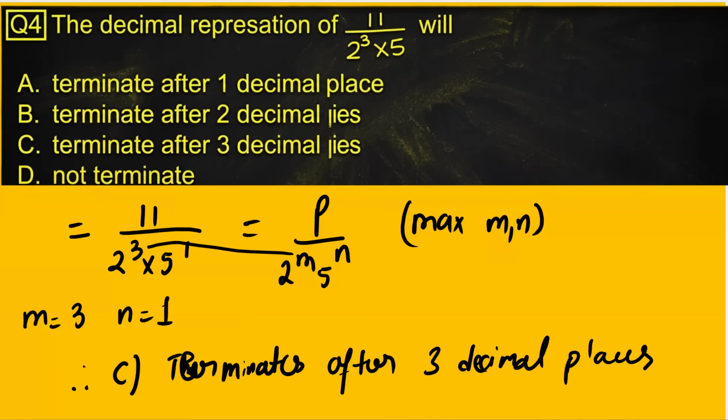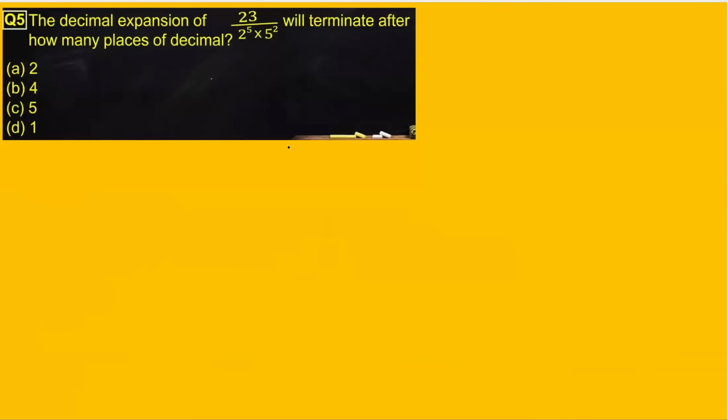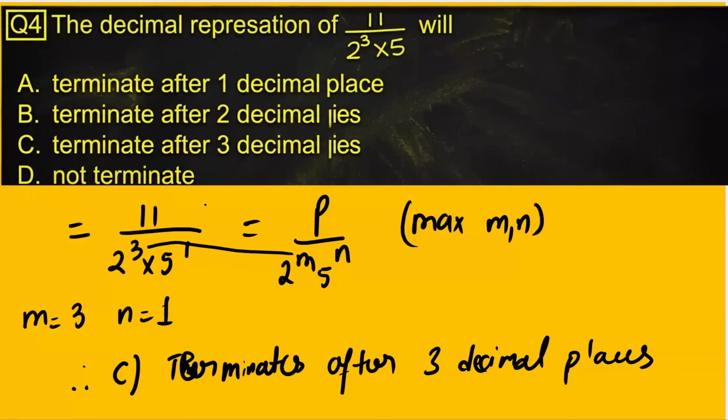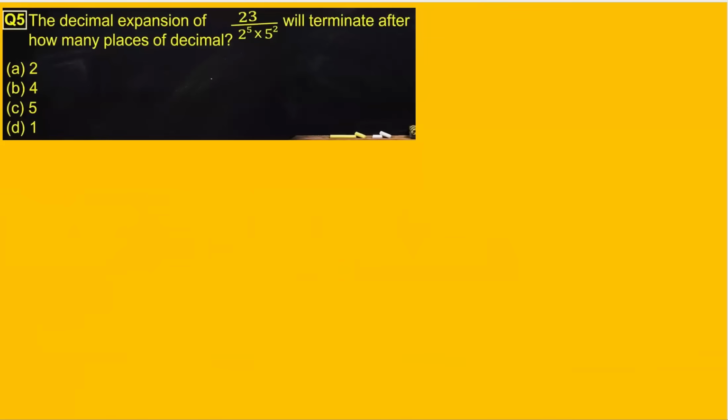So I have a similar question for question number 5. You can pause the video and try to do this question. It's almost similar to this question. You have to see the denominator and whichever number has the highest power. Here 2 to the power 3 is the highest power. You have to look for something like that in question number 5 as well. So what is the given expression? 2 to the power of 5 and 5 to the power of 2. So now think about the answer.